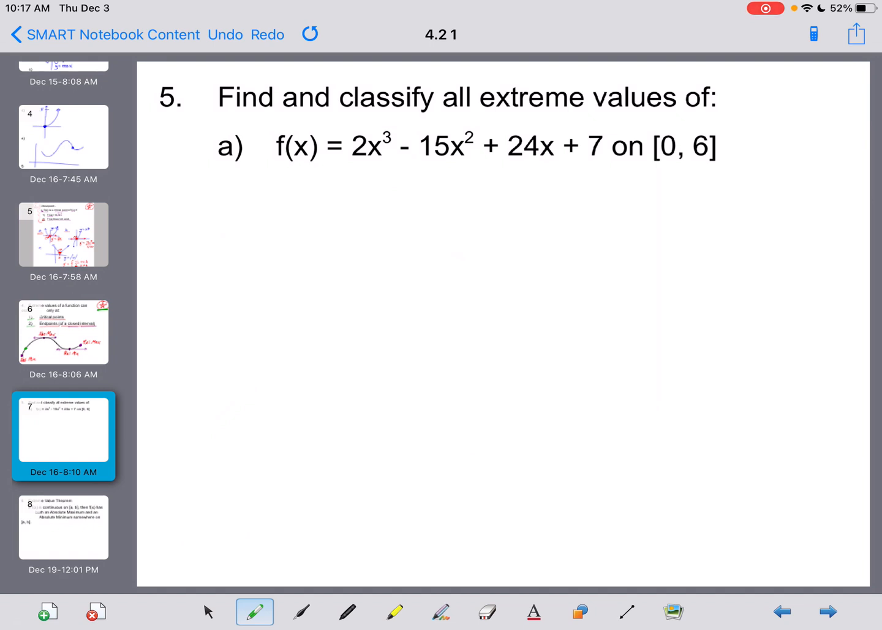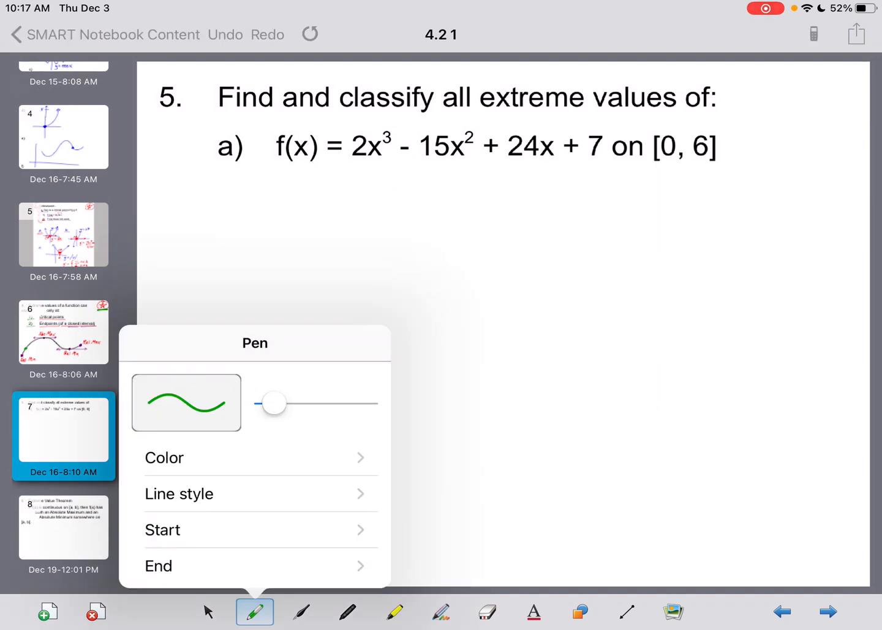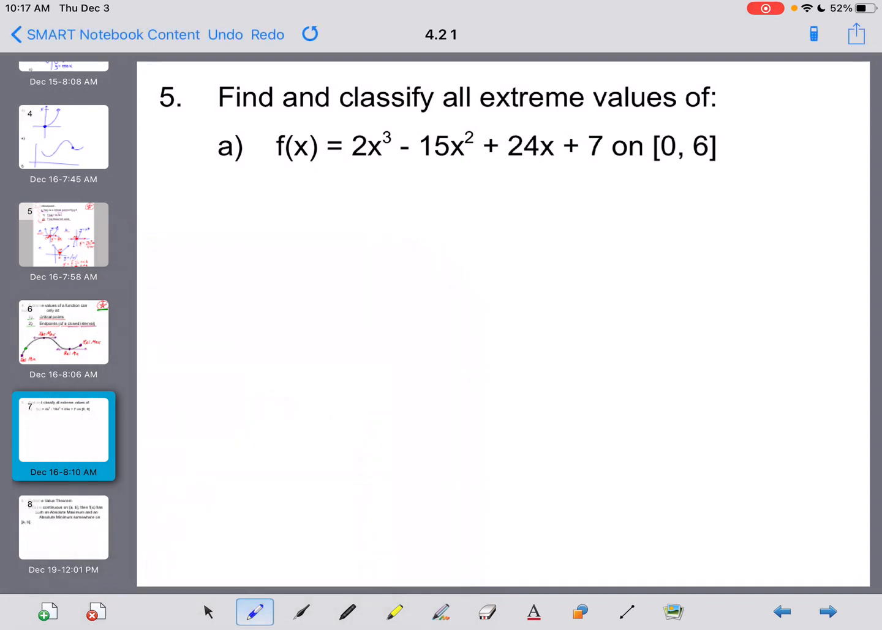All right, so let's talk about this one right here, number 5. And this is an important example to work through as well, everybody. This is one you're going to see a lot of questions similar to on quizzes and tests, and this type of problem shows up on the AP test as well. So we really need to know how to do this. We're going to find and classify all extreme values of this polynomial function. We have a cubic on a closed interval from 0 to 6.